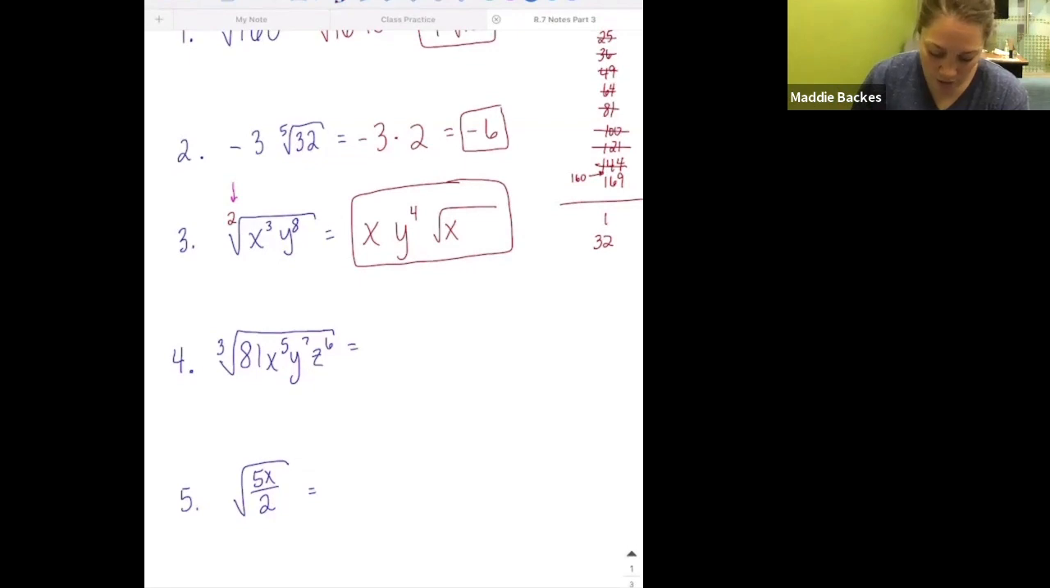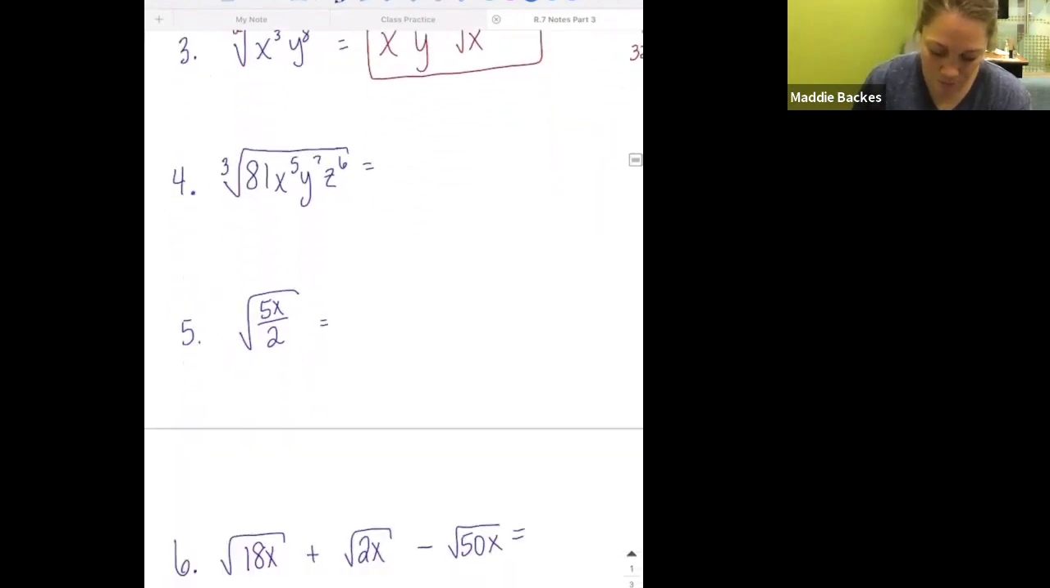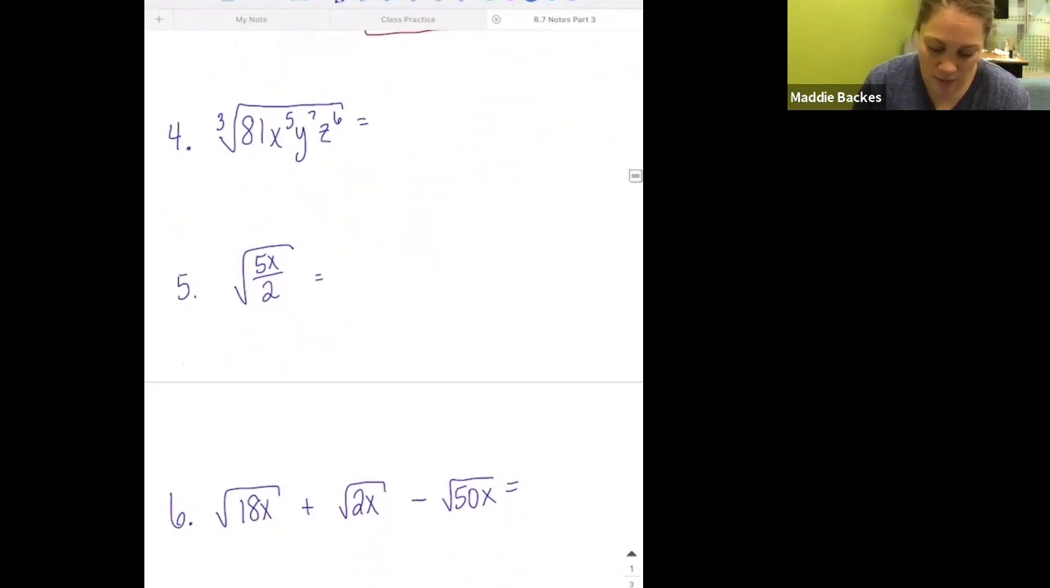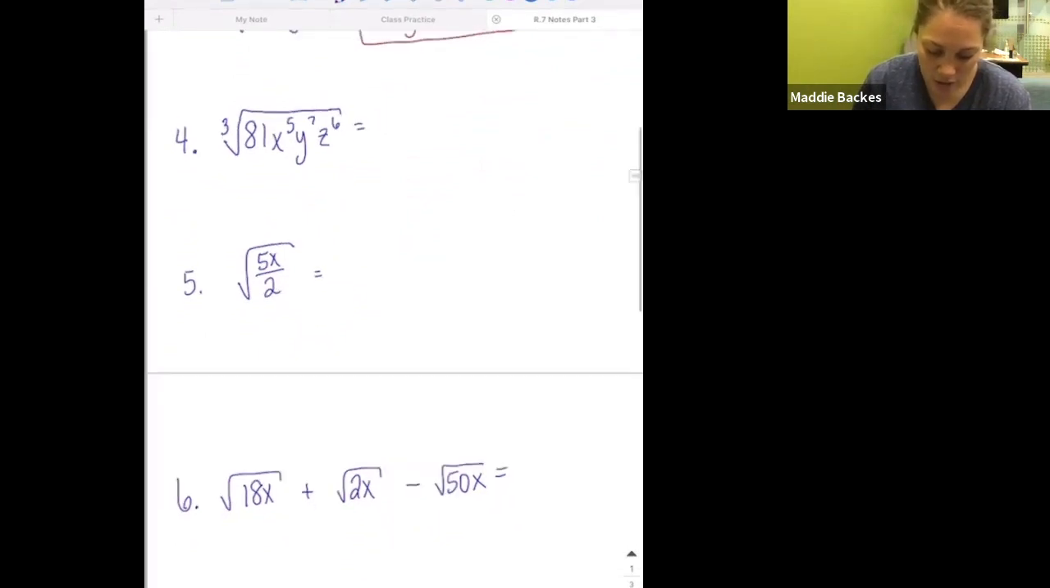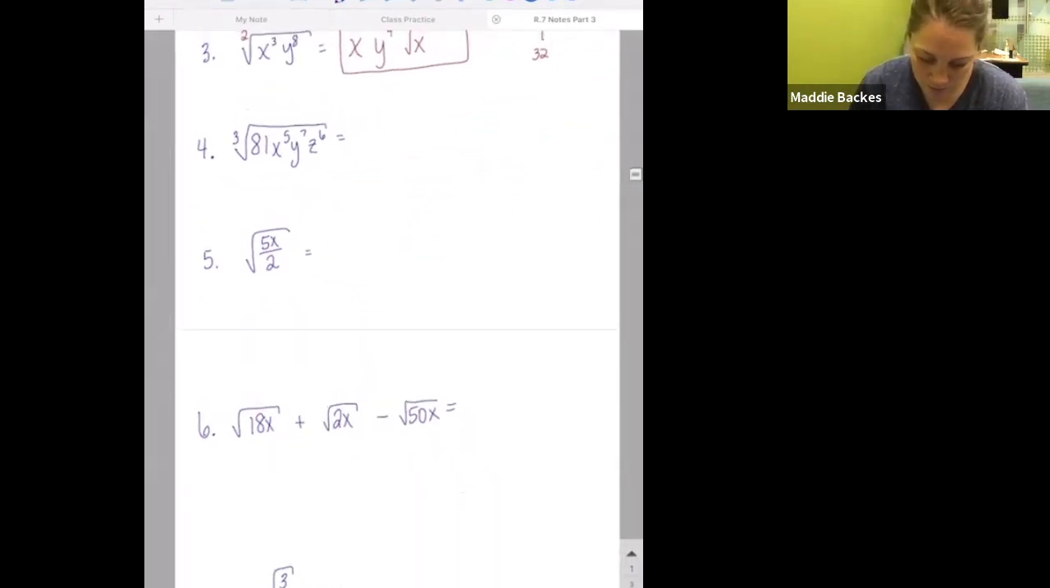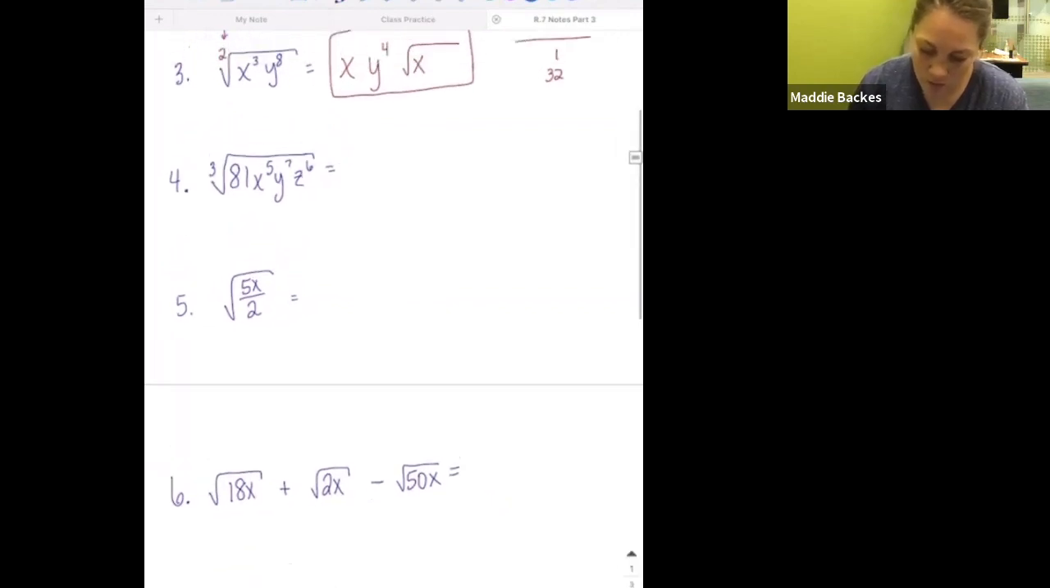Okay, number 4, now we have a cube root. So let's start with simplifying the cube root of 81. So we need to think about our perfect cubes. I've got them started up here. Or no, those were fifths, weren't they? So perfect cubes. 1 cubed is 1. 2 cubed is 8. 3 cubed is 27. 4 cubed is 64. 5 cubed is 125. So 81 falls right here.